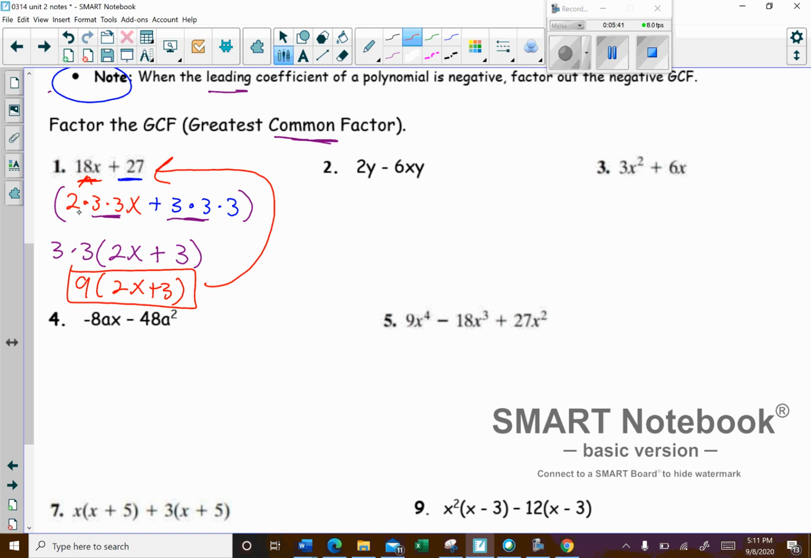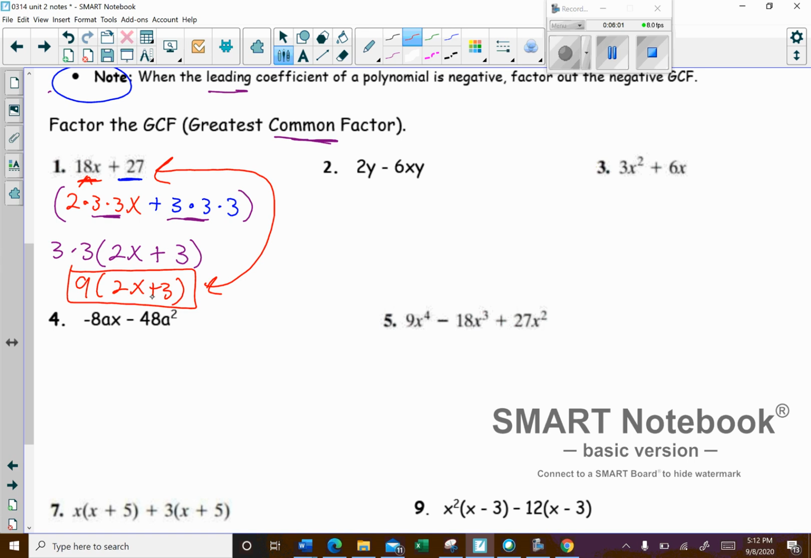So a lot of these, as you get comfortable with it, you could probably do this in your head, and you could probably do this in one step. You look at 18 and 27. Oh, those are both divisible by 9. Pull out the 9, divide all the terms by 9, and there you go. But it's going to depend on your comfort level, okay?